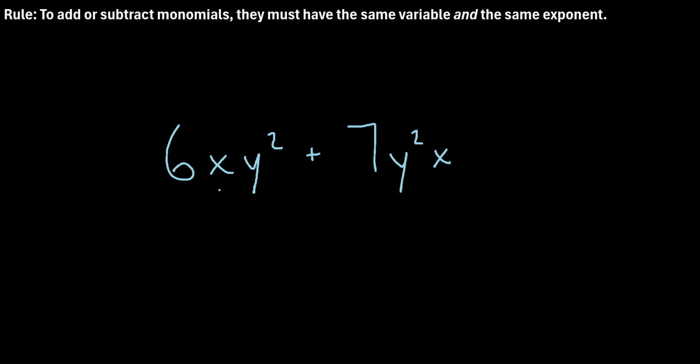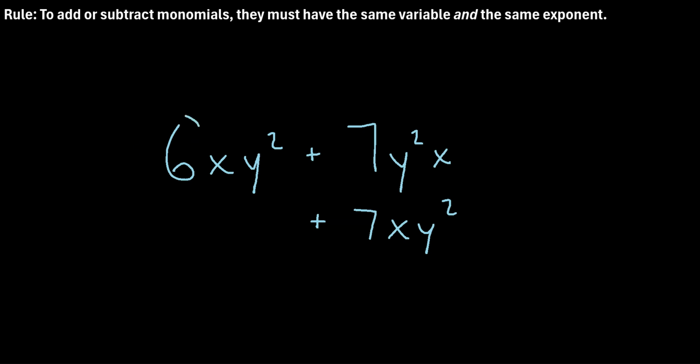So even though the x's and the y's are written in different orders, that's not important. If we wanted to, we could rewrite this one as 7xy squared to put the x's and the y's in the same order, but it's not necessary. So just keep that in mind. The variables don't have to be in the same order. They just have to be the same variables with the same exponents.